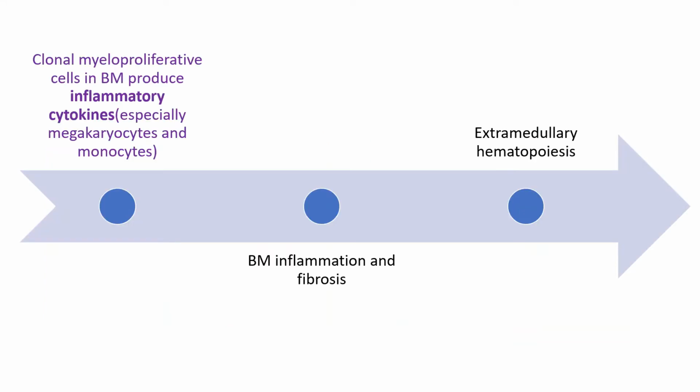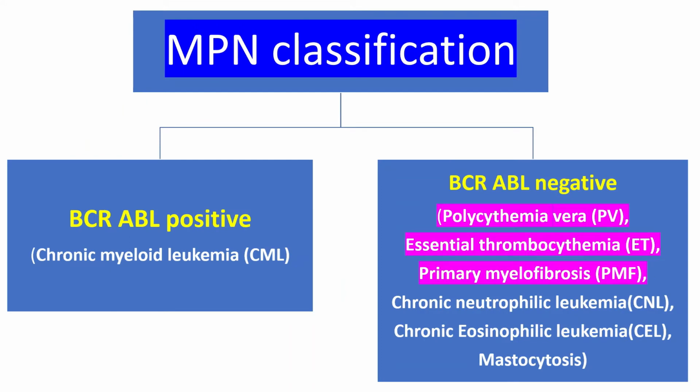These clonal cells may produce different cytokines and induce inflammation, especially the megakaryocytes and the monocytes, which leads to bone marrow inflammation and fibrosis and leads to extramedullary hematopoiesis, which is actually the main pathogenesis mechanism of primary myelofibrosis in myeloproliferative neoplasm. In general, myeloproliferative neoplasms can be classified into BCR-ABL positive and BCR-ABL negative myeloproliferative neoplasms.